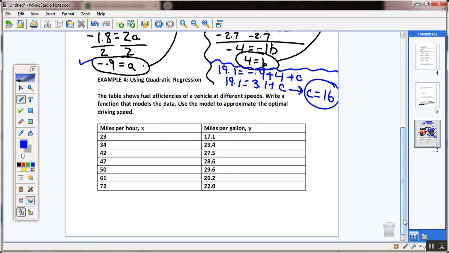Quadratic regression. If they say use quadratic regression, I'm going to show you how to use Desmos to make this work. So example 4 is going to be an all Desmos example. I want you to have that open today so you get used to the finger strokes because this is going to be very new for you. So make sure you're into Desmos with this. Example 4 says the table shows fuel efficiencies of a vehicle at different speeds. Write a function that models the data, and use the model to answer. Anytime you're using regression, the model is just an approximation. Guys, when you're going 23 miles per hour, how many miles per gallon are you getting with this particular vehicle?